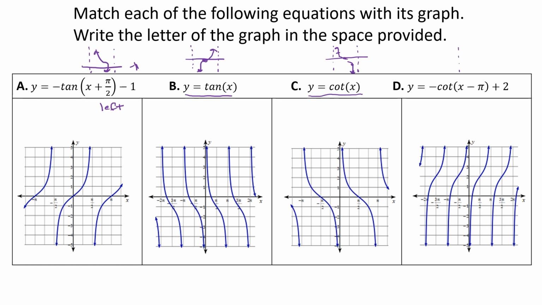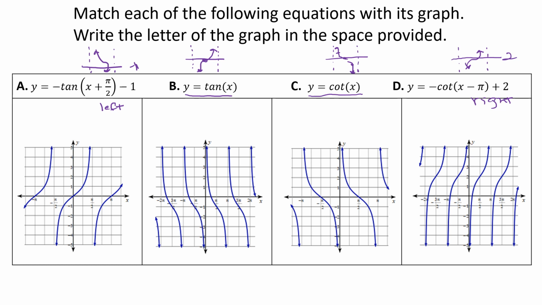And then our example D is a negative cotangent. So look at my cotangent, which goes down to the right; this one will go up to the right. It will have a midline at +2, and it is going to shift to the right pi units. So that means the boundaries instead of 0 to pi are going to be from pi to 2 pi. Okay, so let's look at our graphs and see if we can figure out which is which.